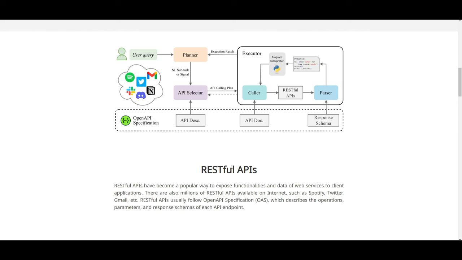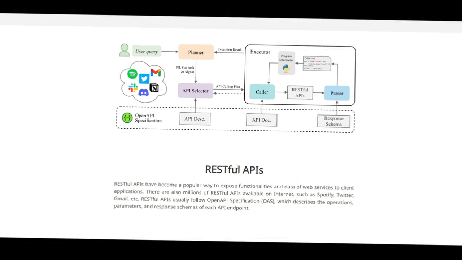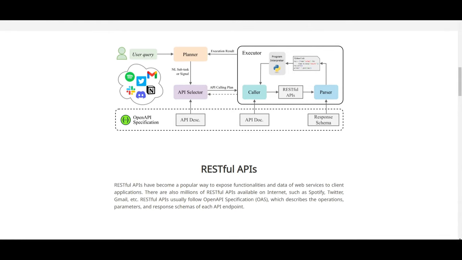Now, these APIs typically adhere to a standard called the OpenAPI Specification, which is OAS. This specification outlines the details of how the API functions, including the operations it supports, the parameters it accepts, and the structure of the response it provides. It follows this standard to help ensure consistency and ease of integration when developers want to build applications that interact with these services.